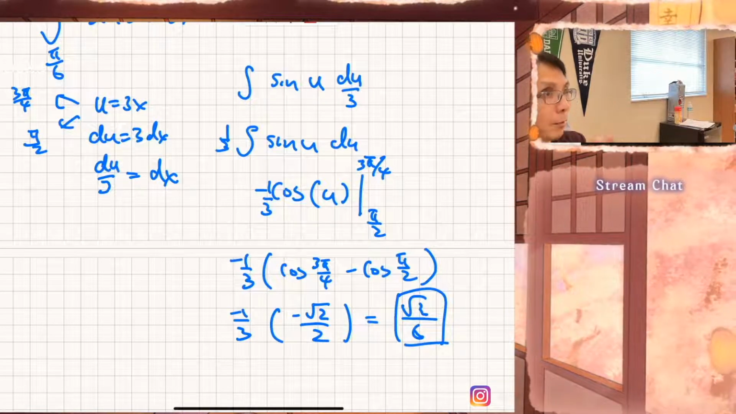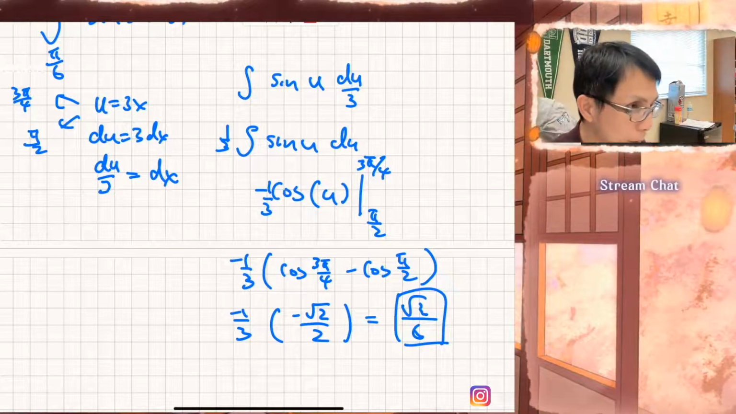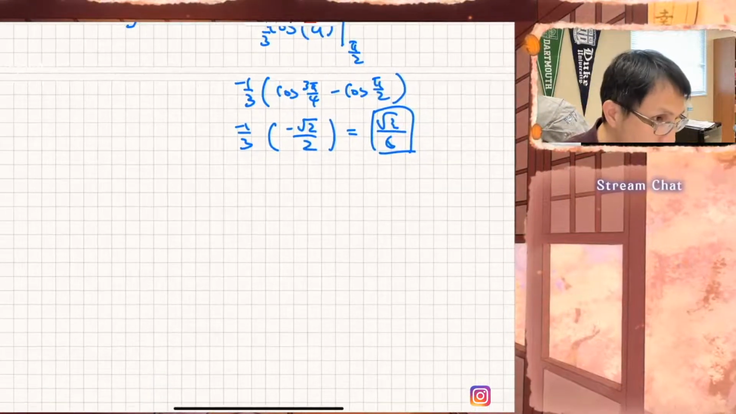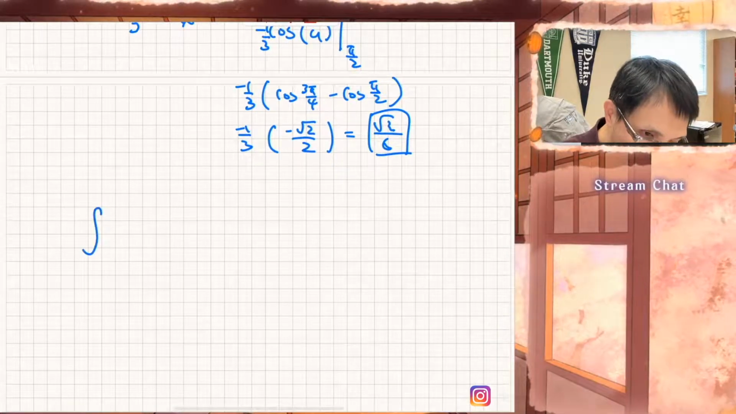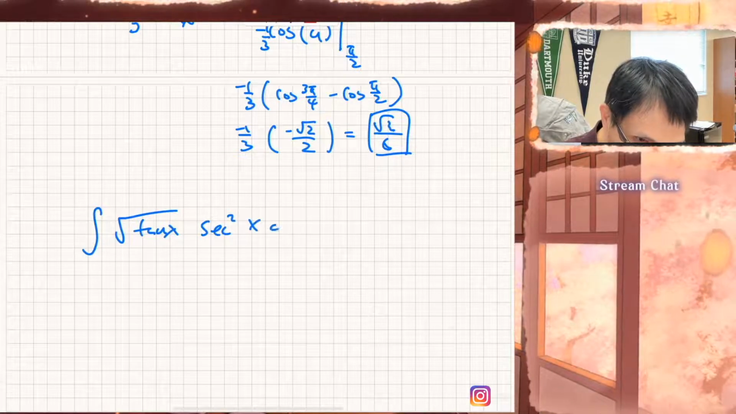Now we're going to give you a couple things. We're going to let you think about what u's supposed to be, right? So for example, what would you set u equal to in this case? Tangent of x, secant square of x dx.